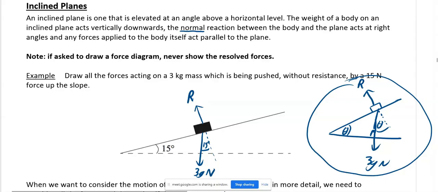Now it's being pushed technically, so if it was being pulled, I would draw it like this. That's 15 going up this way, that's it being pulled, but it's actually being pushed. So if you're being pushed, the force really is coming from the other side, so it's a bit weird. That's what you've got, okay? So that's what we've got going on.